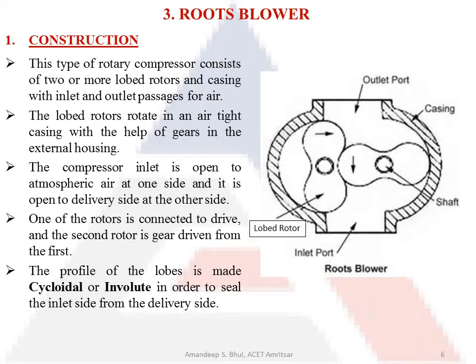The compressor inlet is open to the atmospheric air at one side and it is open to the delivery side at the other end. One of the rotors is connected to the drive, which can be a motor, and the second rotor is gear driven from the first rotor itself. Now, the profile of the lobes is made cycloidal or involute in order to seal the inlet side from the delivery side.